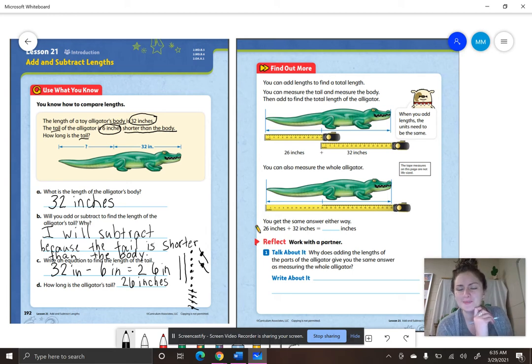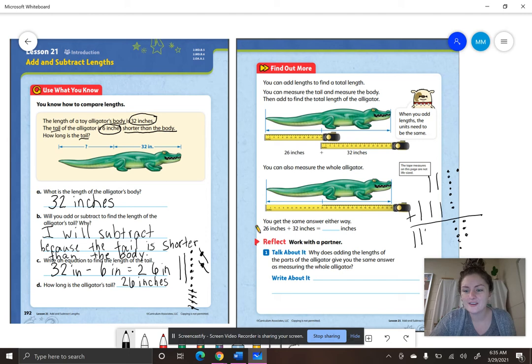And you know what I'm going to do? I'm going to draw a picture again because it's great practice. So 26 is 2 tens and 6 ones, 3, 4, 5, 6. And 32 is 30 plus 2. And when I find that whole, I have 1, 2, 3, 4, 5, 6, 7, 8 ones. And I have 5 tens. So 5 tens and 8 ones is how long?